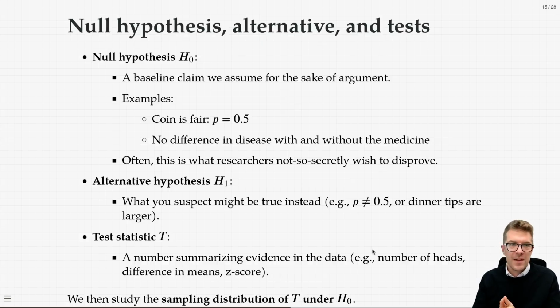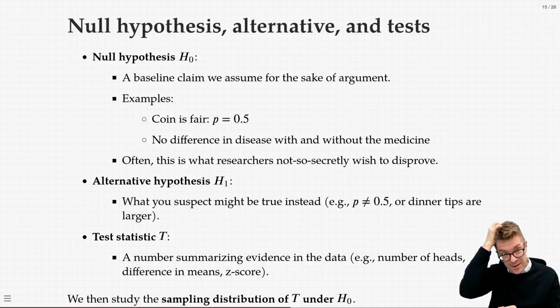So the null hypothesis we call H0, 0 for null. This is like a very popular thing. It's kind of like a straw man. This is sort of the thing that scientists set up that we kind of want to disprove. This is like a baseline claim that we more or less assume for the sake of argument. And not so secretly, this is what a lot of researchers and scientists are trying to disprove.